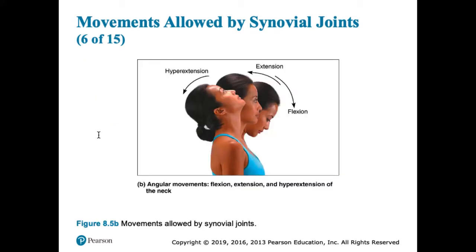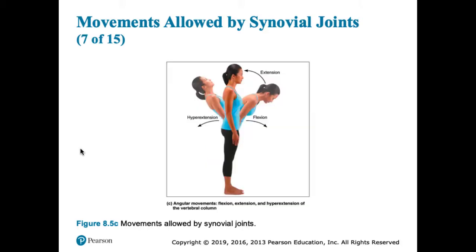So basically, you can see the movements that are allowed here: you've got your flexion, your extension, and then hyperextension if it's too far or beyond. Again, this is flexion, extension, and hyperextension.